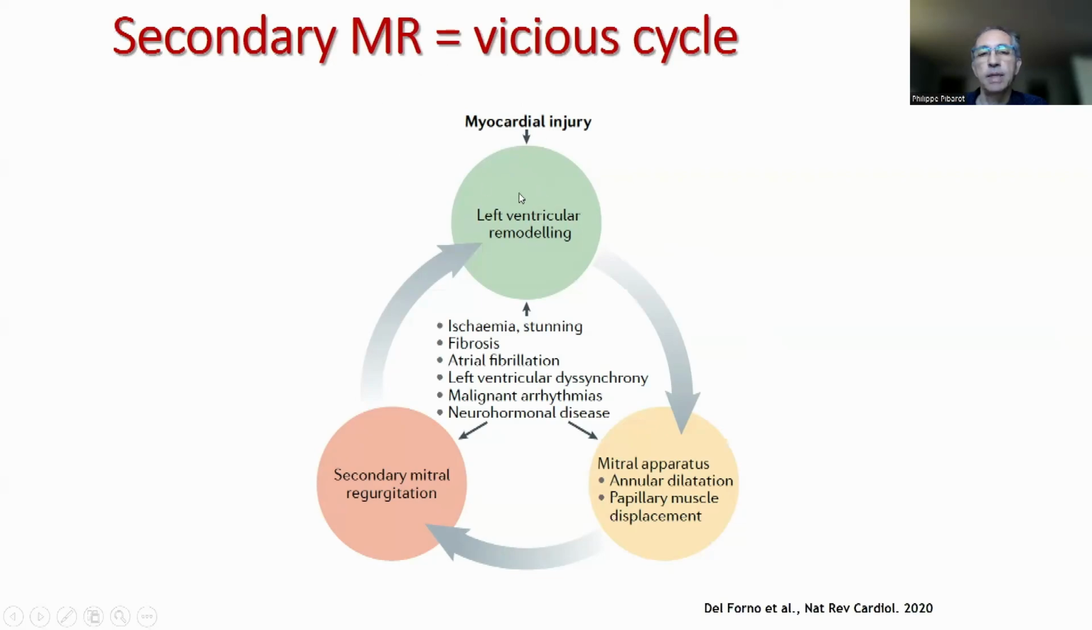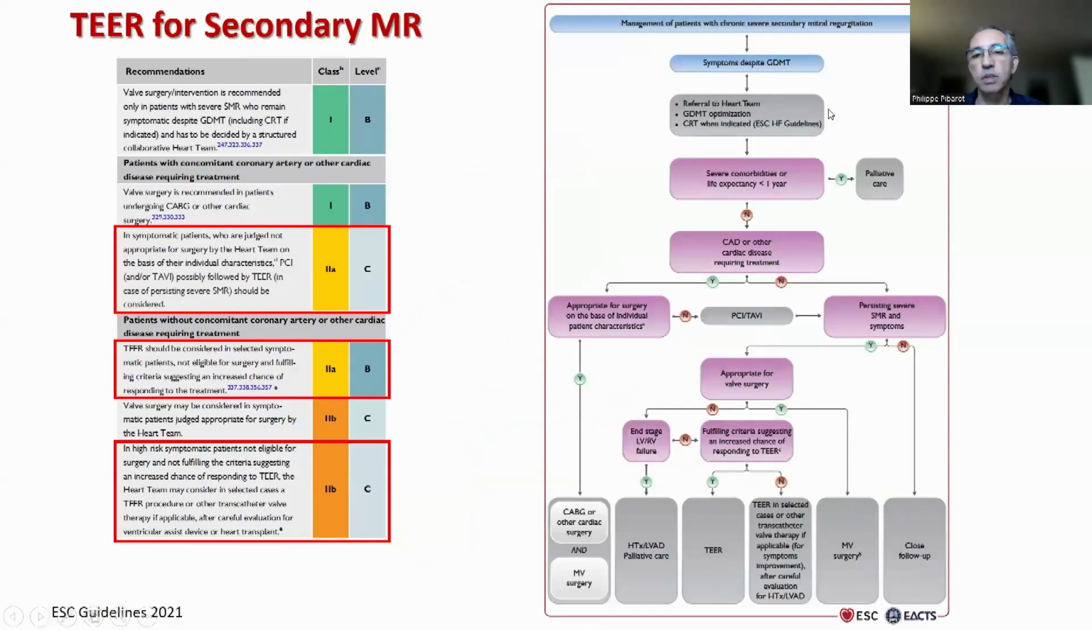actually in secondary MR, generally there is a myocardial injury with adverse LV remodeling and dilation that cause a tethering of the mitral valve apparatus and therefore causing secondary MR. And then the secondary MR, of course, further worsens the LV remodeling and dilation, and again the tethering of the leaflet. So it's a kind of MR begetting MR. So it's a vicious cycle here.